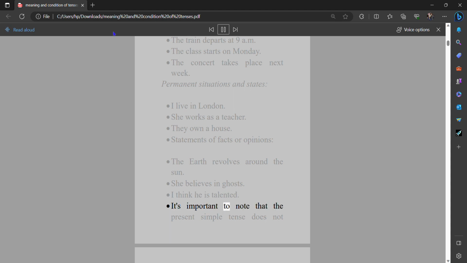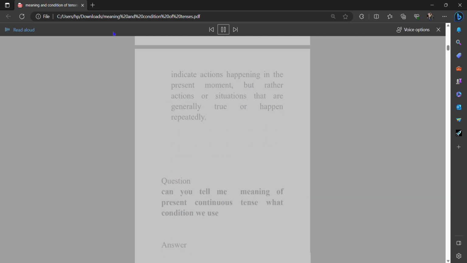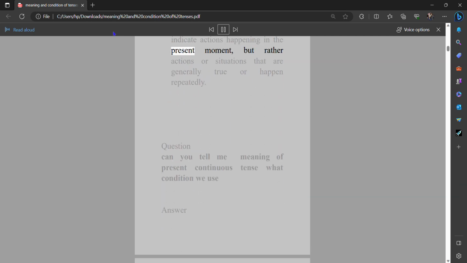It's important to note that the present simple tense does not indicate actions happening in the present moment, but rather actions or situations that are generally true or happen repeatedly.